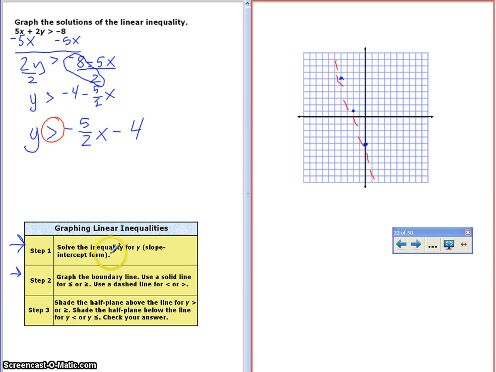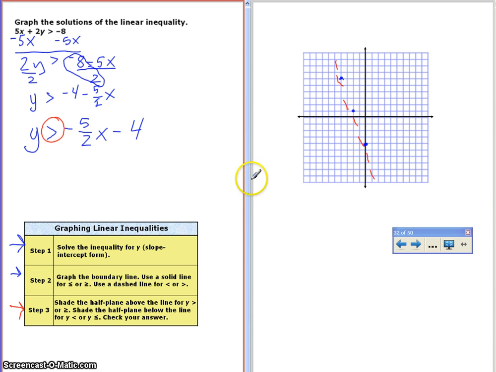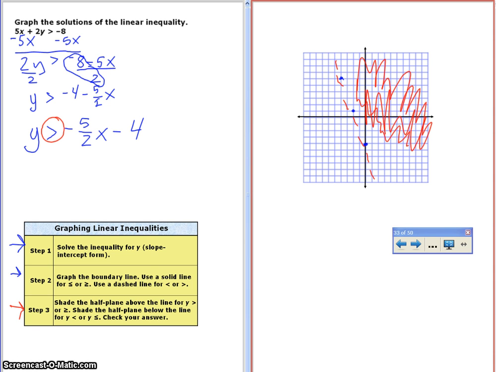And then the last step that we would do is step number 3. Shade the half plane above the line if it's a greater than sign. So above the line is going to actually be over here. And then we want to double check our answer to make sure that we've shaded the correct spot. I'm going to pick anything that's in that shaded part, which I would say the origin right there is in the shaded part.